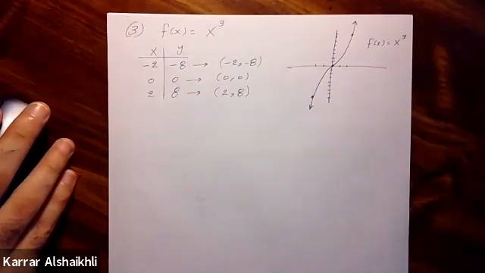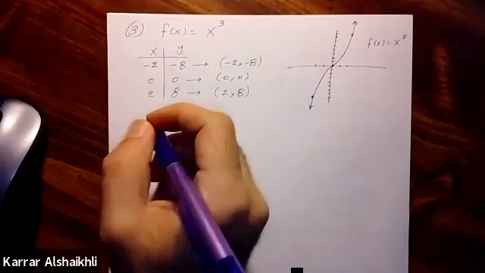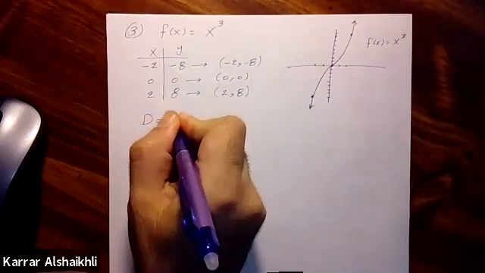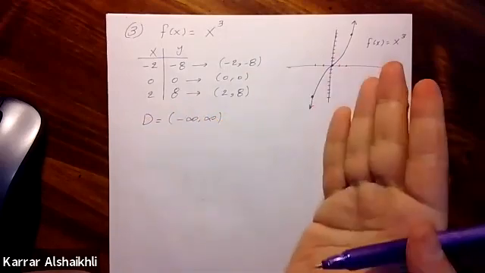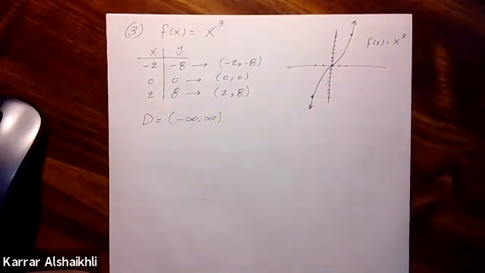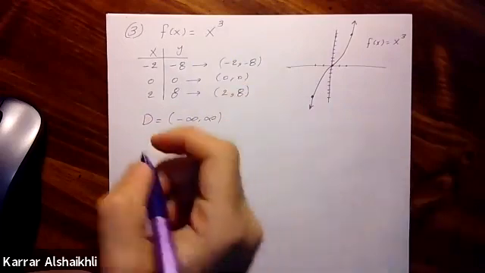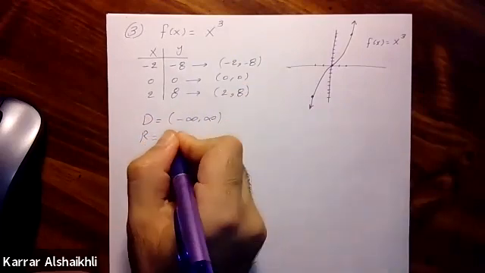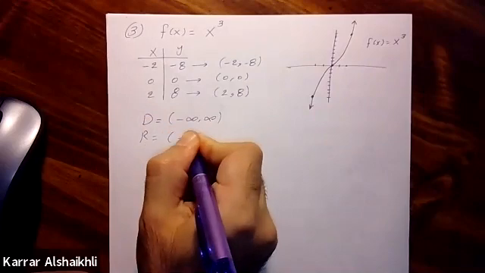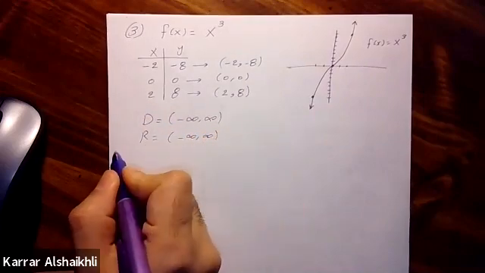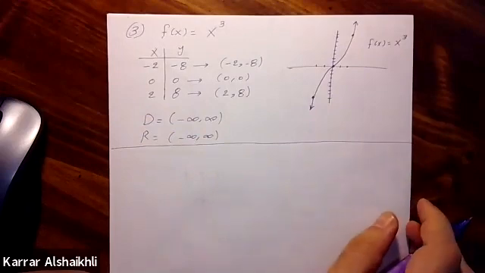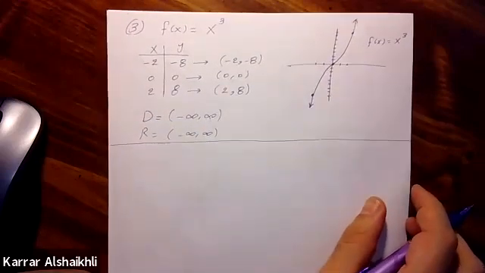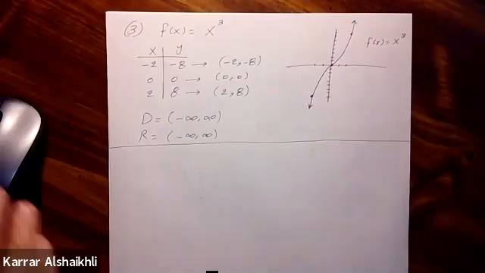Now, the domain and the range for this function, the domain always -infinity to infinity. If they ask you about the domain for this function, just go ahead and write down -infinity to infinity. And the range also -infinity to infinity. So you have to know this information. Let's make everything easier for you on section 2.7.